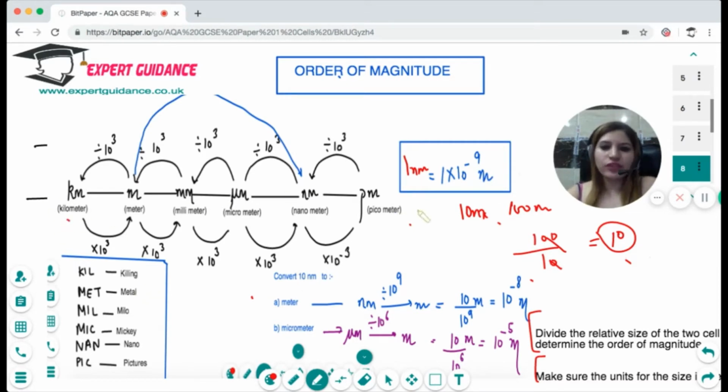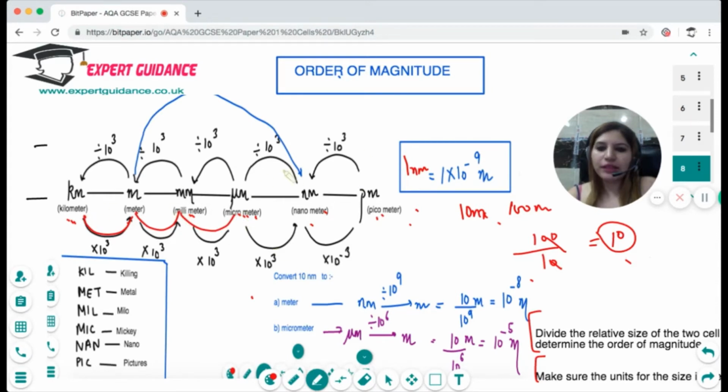So this conversion is simple. It comes as a chart: kilo, metre, milli, micro, nano, pico. It's kilometers, meters, millimeters, micrometers, nanometers, and picometers, and all are at the level of 10 to the power 3. So kilometers to meters times by 1,000, times by 1,000, times by 1,000. And when you go in reverse, you need to divide by 1,000.